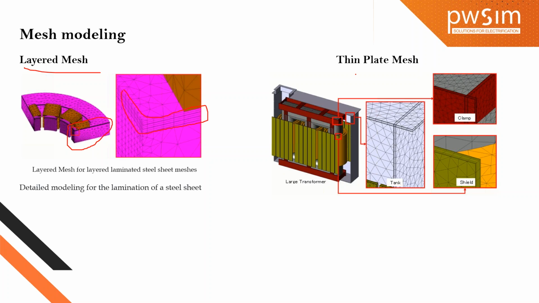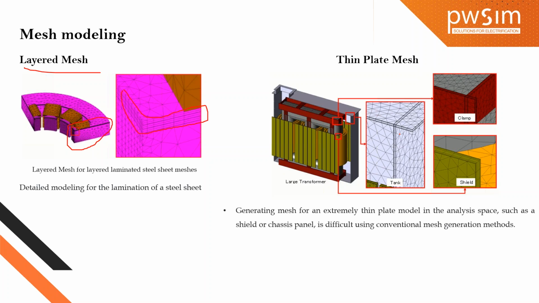So also we have thin plate meshing technology used for the transformer tank. In this example, we have shown the transformer tank, where the eddy currents, because of the Joule law calculation, can be easily and more accurately calculated on this clamp, shield, and the other structural materials to calculate the eddy current distribution as well as the eddy current loss. That means the Joule loss.